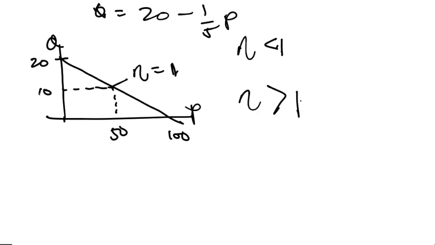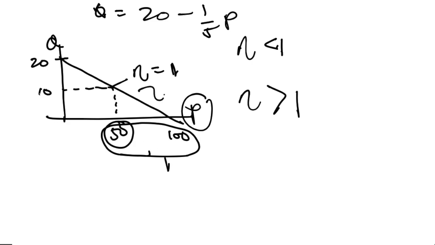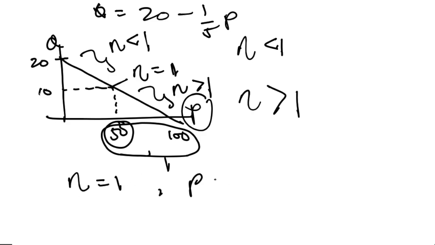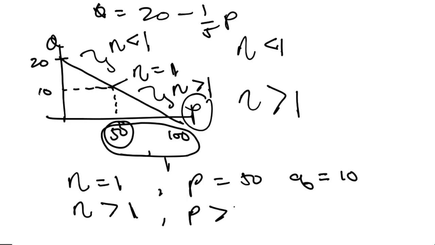So how do you find it? The price is here. Usually any price above 50, above this threshold, then elasticity will be more than 1. Any price below the threshold price, elasticity will be less than 1. That means elasticity equivalent to 1, price threshold is 50, Q is equivalent to 10. So for elasticity more than 1, price must be greater than 50, but the maximum one is 100, isn't it? Because the horizontal intercept is this.